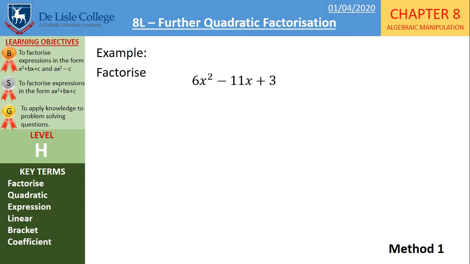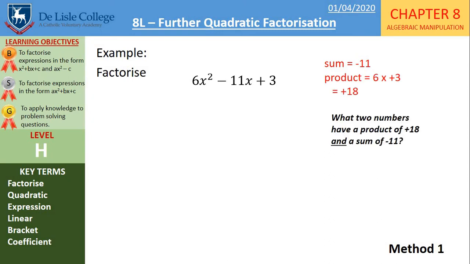I've got a third example for you. If you feel confident with this, pause the video and have a go at it before I go through this. Okay, so copy this down if you haven't already had a go at it. So what we need is a sum of negative 11 and a product of 18. Now, since our product is positive and our sum is negative, that tells us we're going to have two negative values. We're going to have negative 9 and negative 2.